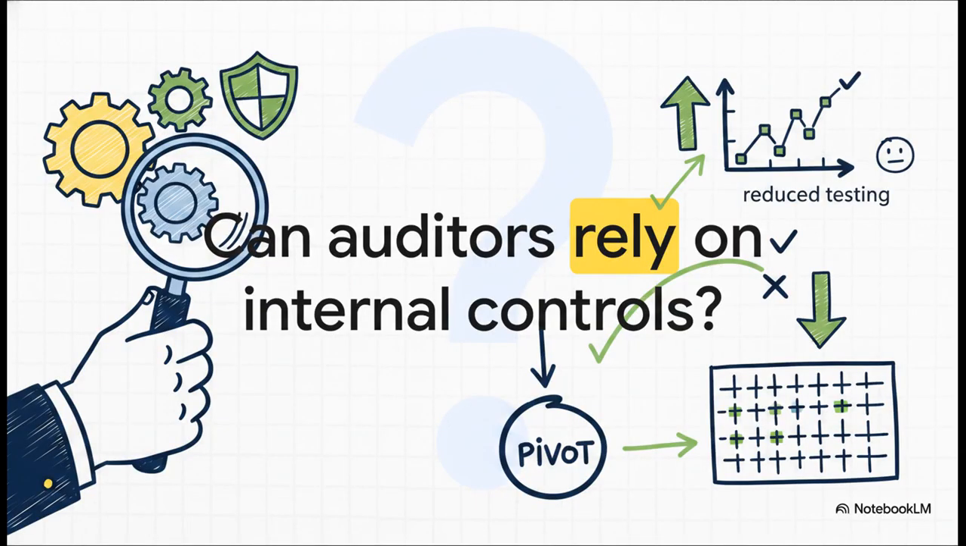Now, this entire test of control phase hinges on one absolutely crucial pivot point. Can auditors actually rely on the company's internal controls? If the answer is yes, if those controls function effectively, it drastically changes the auditor's strategy. It means they might be able to reduce the amount of deep, heavy data testing required later on.